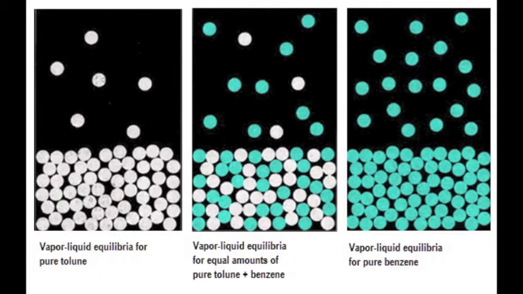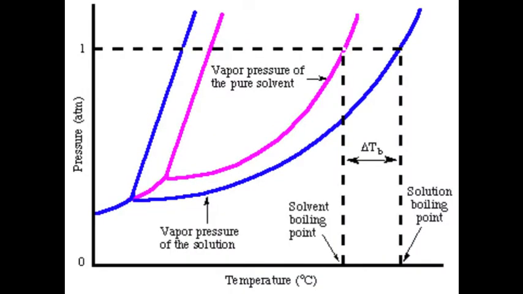Such solute, when added to a solvent, will increase the vapor pressure of the solution and will raise the boiling point of the solution. We can see from the graph here, the pink graph represents the vapor pressure of pure solvent, and the blue graph represents the vapor pressure of the solution after adding a volatile solid.